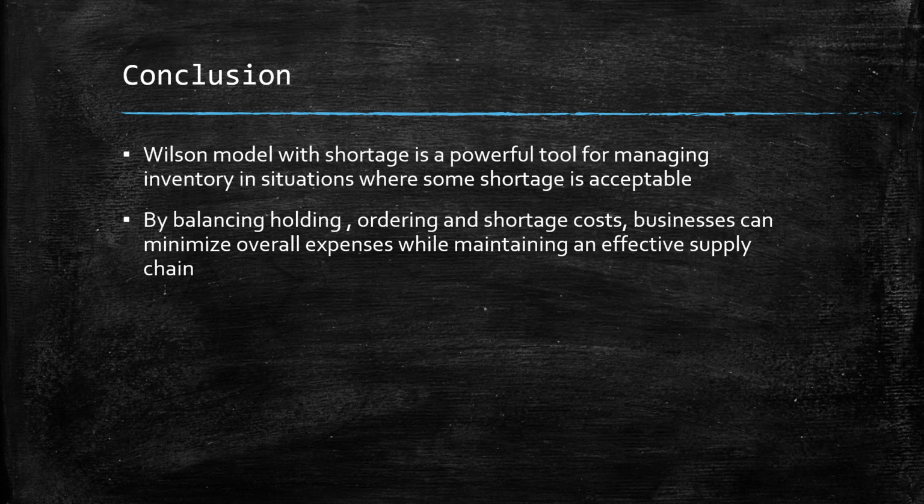The Wilson model with shortage is a powerful tool for managing inventory in situations where some shortage is acceptable. By balancing holding, ordering, and shortage costs, businesses can minimize overall expenses while maintaining an effective supply chain.